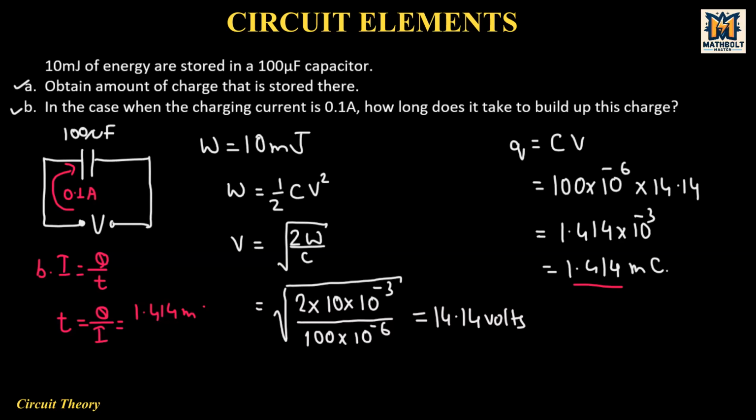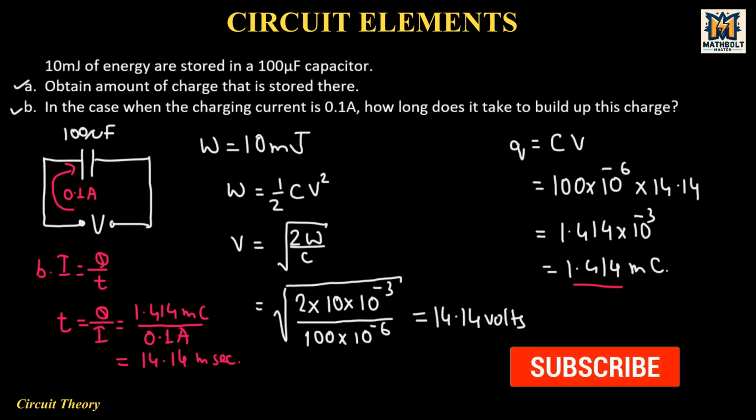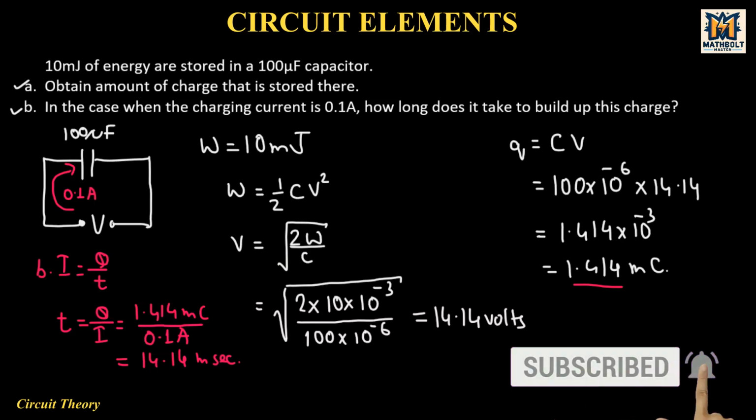Putting in the charge value: 1.414 millicoulomb divided by current, which was given as 0.1 ampere. When I calculate this, the final value will be 14.14 millisecond. So within 14.14 millisecond this capacitor will be charged to 1.414 millicoulomb and will store around 10 millijoules of energy.